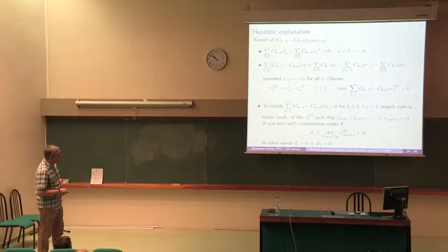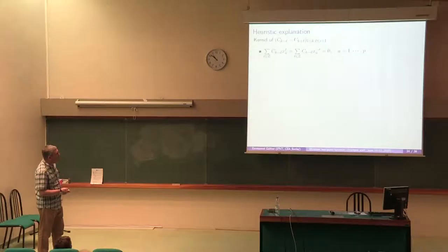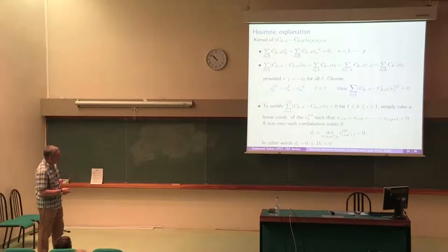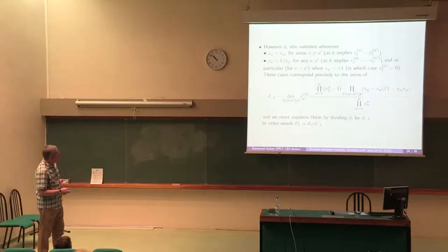So what it means is that when this determinant is zero, I can find a vector in the non-trivial kernel of this matrix. So this big determinant, the one I want to compute, capital D_l, is zero when d_l is 0. Okay? But capital D_l also vanishes in other cases, like when x_a equals x_a' for a different from a', or when x_a is 1 over x_a'. Okay? But these are precisely the zeros of d minus 1. So if I divide D_l by d minus 1, I recover the correct formula. So I suppress the zeros which I don't want.